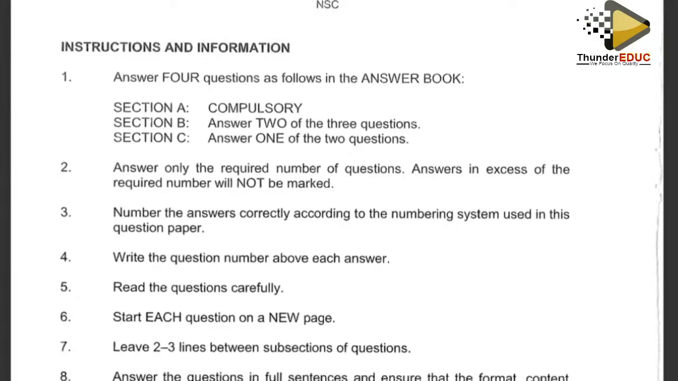So now moving on to the second instruction and information, answer only the required number of questions, and answers in excess of the required number will not be marked. So now we have number 3, number the answers correctly according to the numbering system used in this question paper. So now this one, grade 12, is so important to be followed. Always make sure that you follow the numbering system used in a question paper.